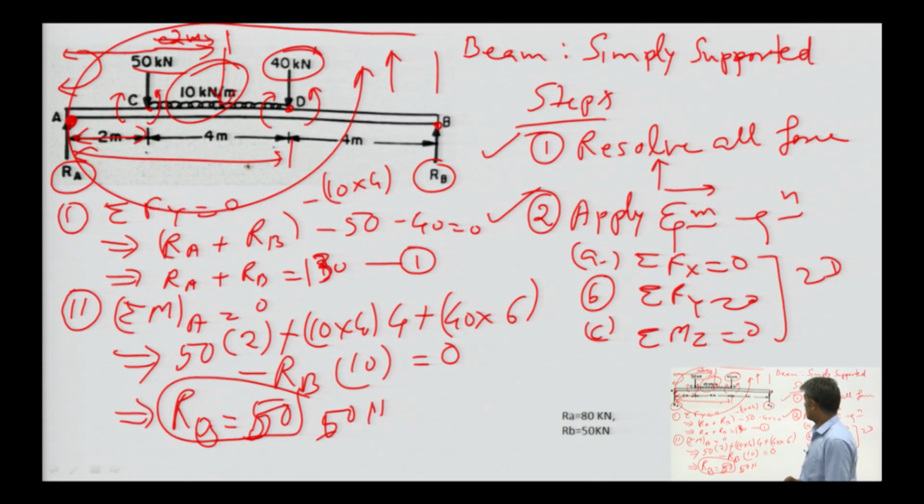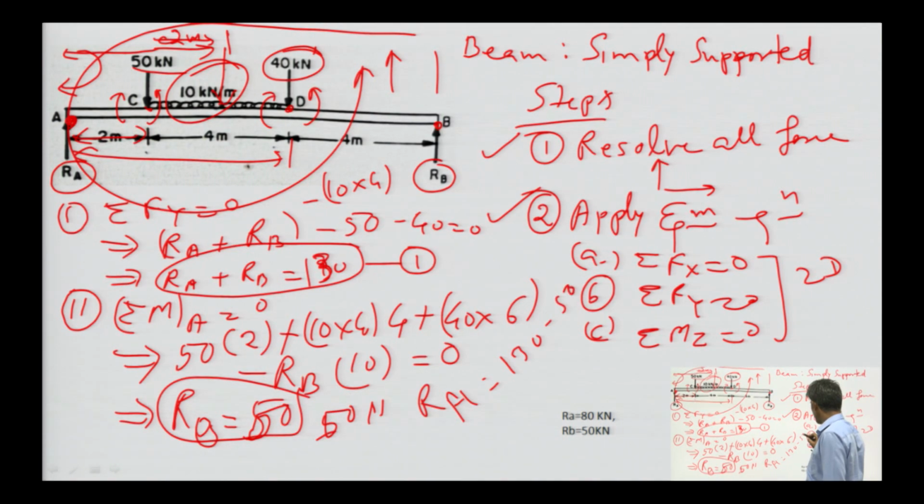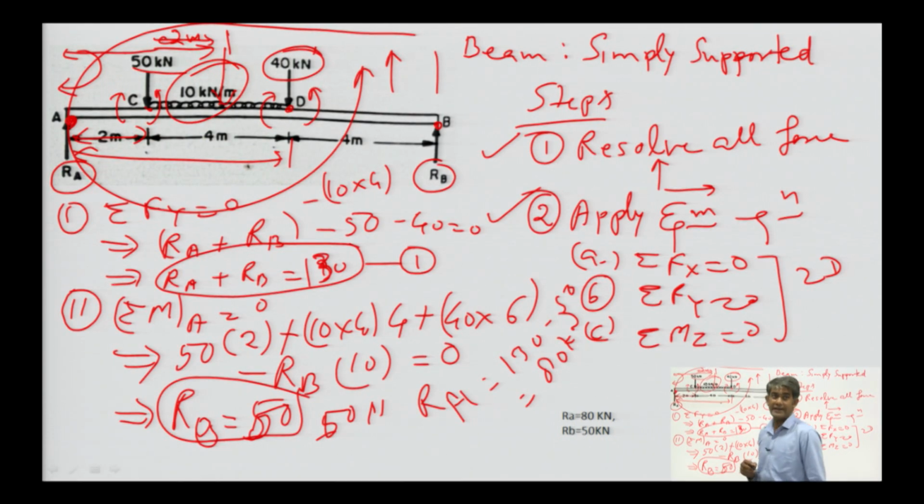Since R A plus R B we have 130, therefore, value of R A will be what? It is 130 minus 50 means 80. So, these are the detailed steps in calculating the support reactions.